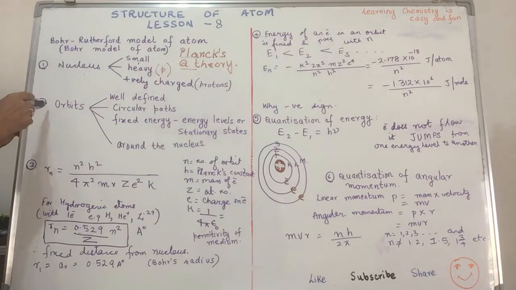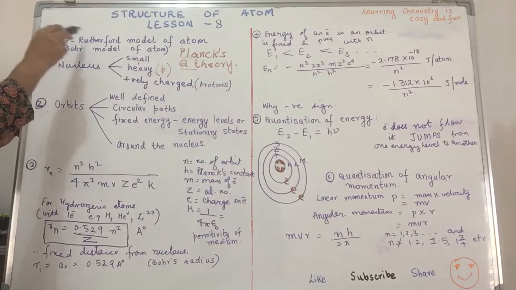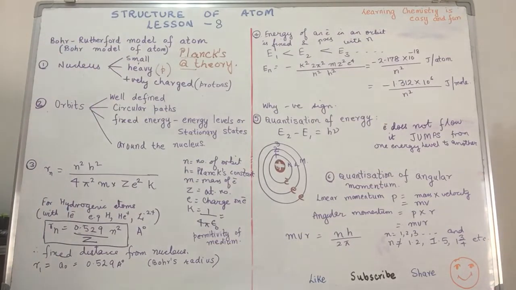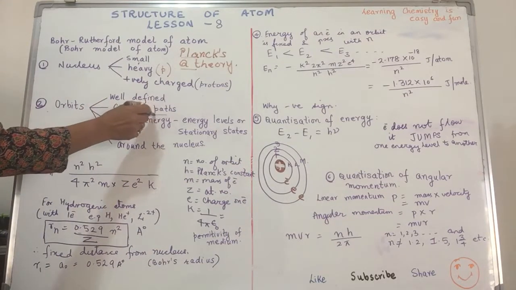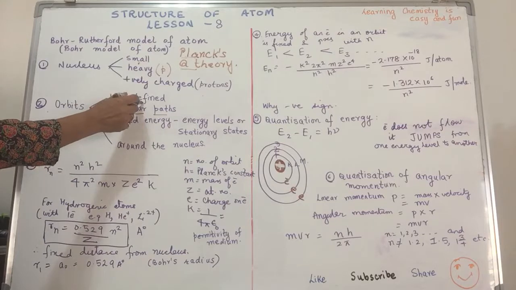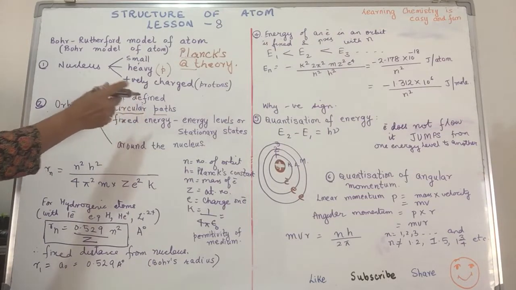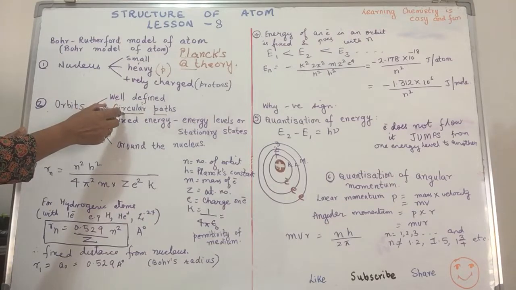Coming to the second point, this is where Bohr had to improvise on Rutherford's model. Rutherford had said that the electrons are moving around the nucleus just like the planets around the sun, so we had named it the planetary model of the atom. Bohr said, yes, agreed. The electrons are moving around the nucleus, but they are not moving around randomly, and he suggested they are moving in circular paths which are very well defined. When we say well defined, it means that he gave them values. He said that these are circular paths.